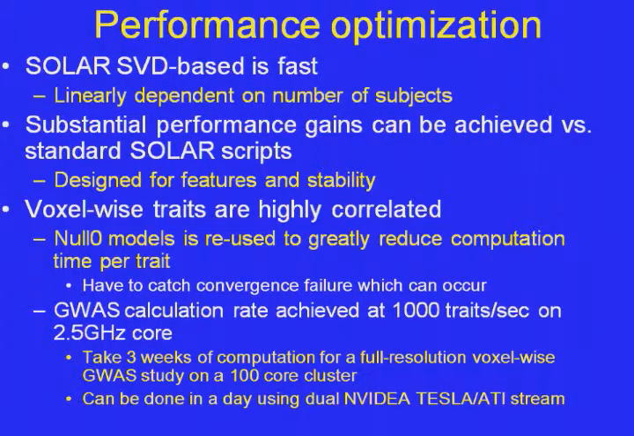So I think it's quite practical that we'll be able to achieve a GWAS calculation rate of about 1,000 traits per second on a modern 2.5 gigahertz core. And it would take about 3 weeks of computation to do a full resolution voxel-wise GWAS study on a relatively modest 100 core cluster. Or potentially it can be done in a day using dual NVIDIA or ATI stream type GPUs.